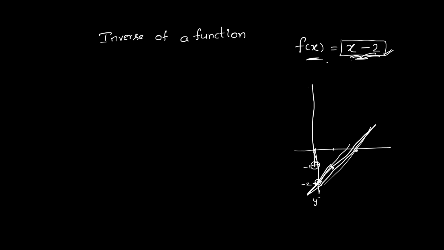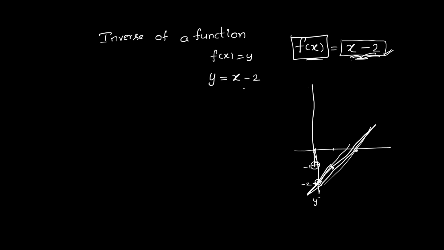Now this f of x can be written as y is equal to x minus 2. Remember, here f of x is taken as y. Why are we taking f of x as y? Because we are plotting the value on the y axis. So let f of x is equal to y. Y is equal to x minus 2.